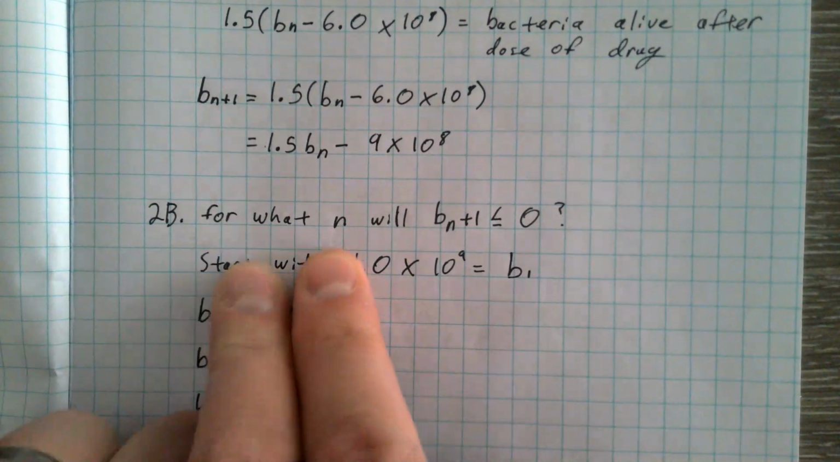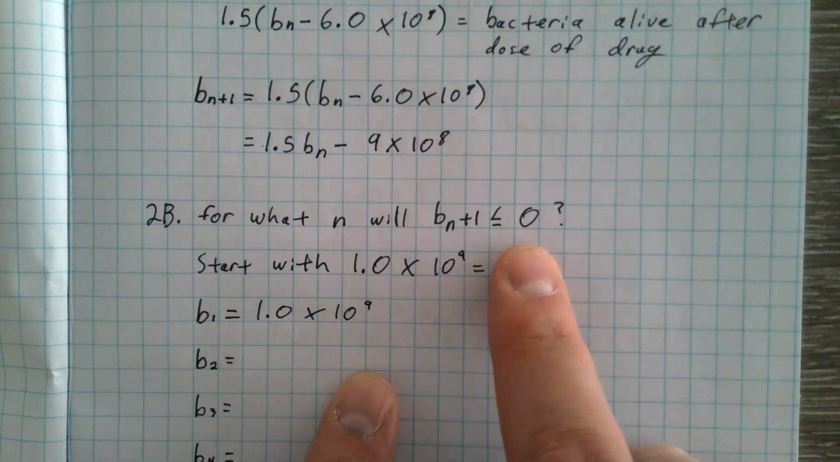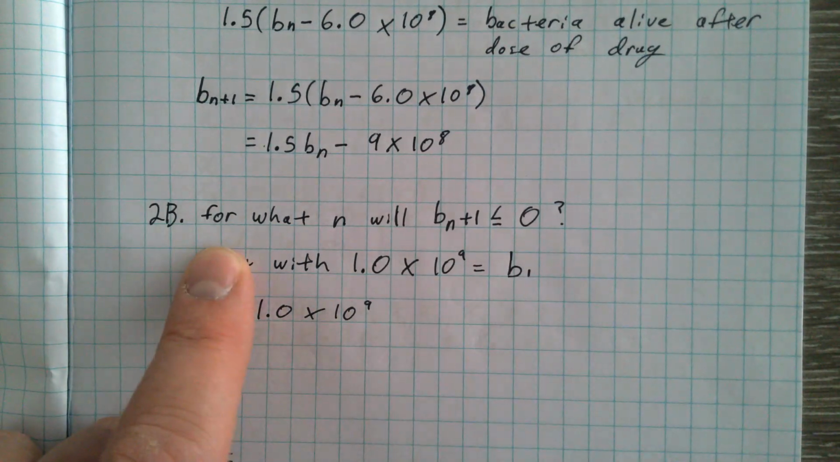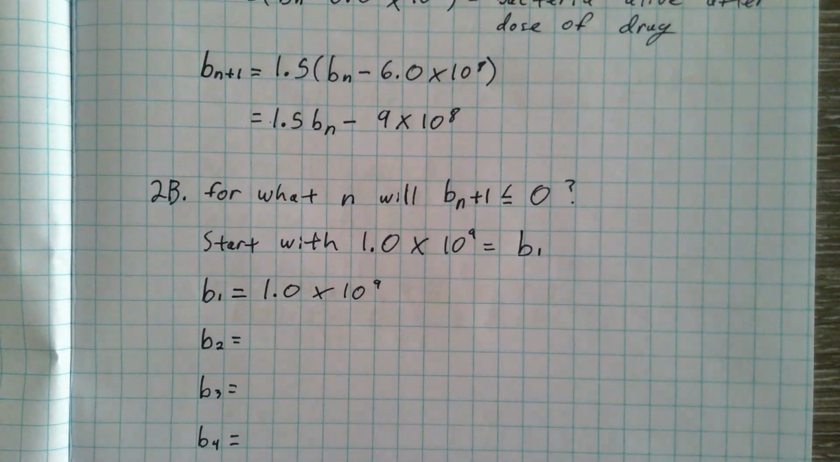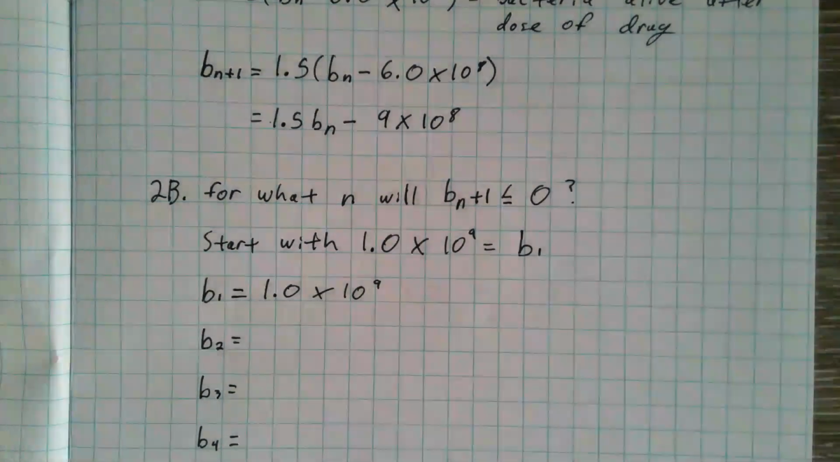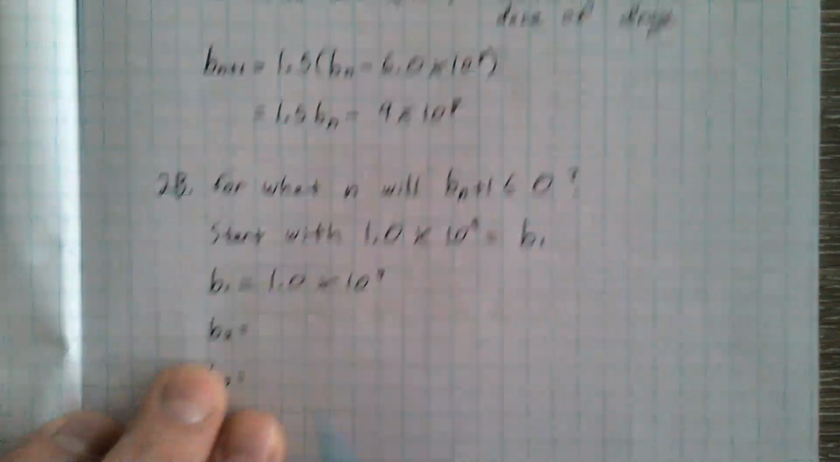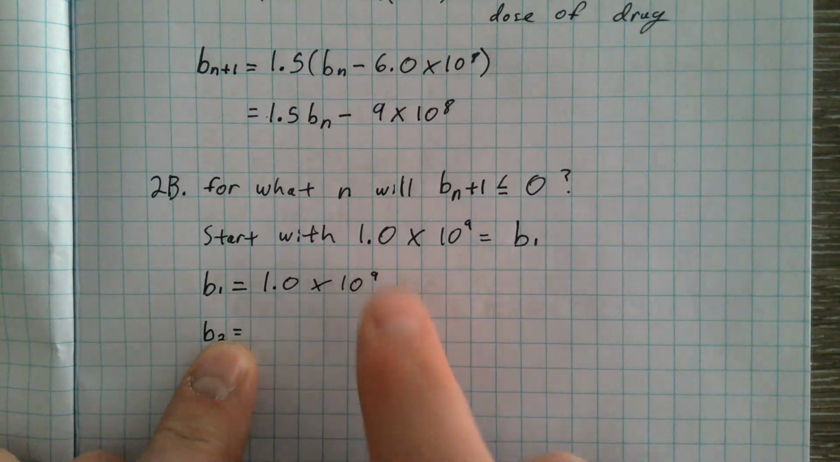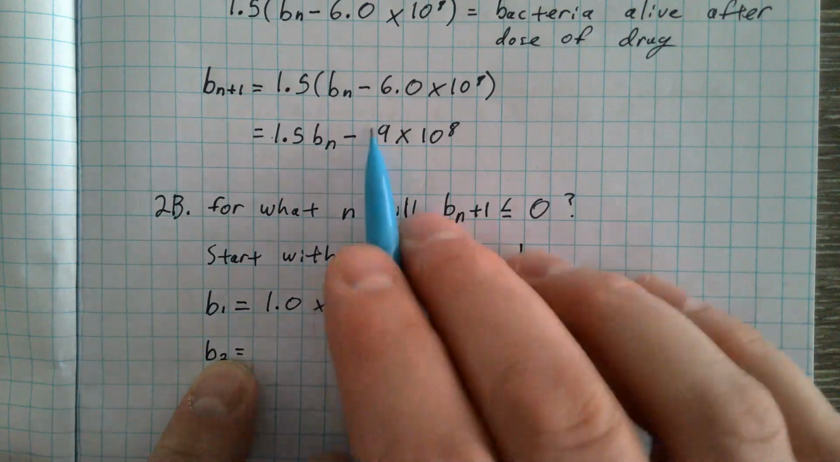For what n will B sub n plus 1 be less than or equal to 0? So this question is asking us, how many doses of the drug do we need to take before our number of bacteria is 0? We're going to want to have a calculator so that we don't have to try and do this all in our head. We're going to have to do some of it in our head. So how do we get this? Well, we take 1.5 times our previous term, and then we subtract this.